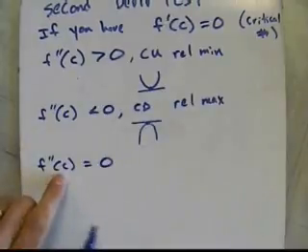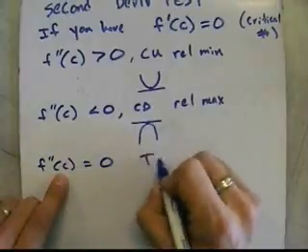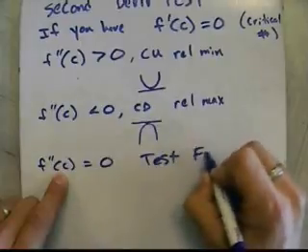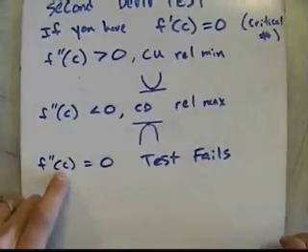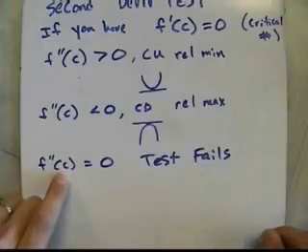What does it mean when the concavity equals 0? Is it concave up or concave down? We don't really know, right? We can't tell. Concave up, concave down, we don't know, so the test fails. I thought it was an inflection point. It's potentially an inflection point.